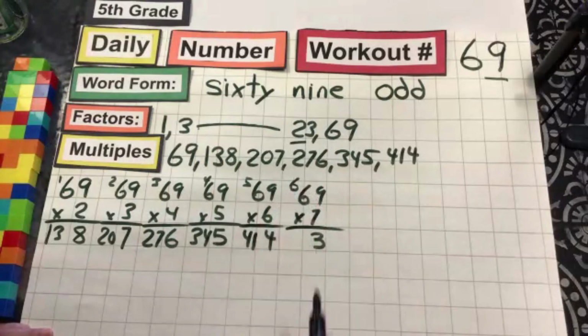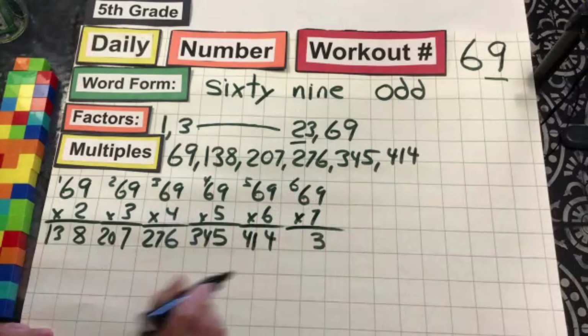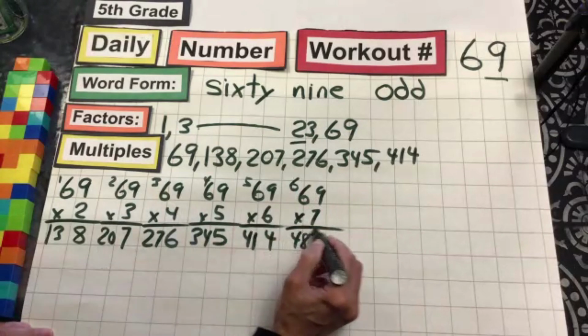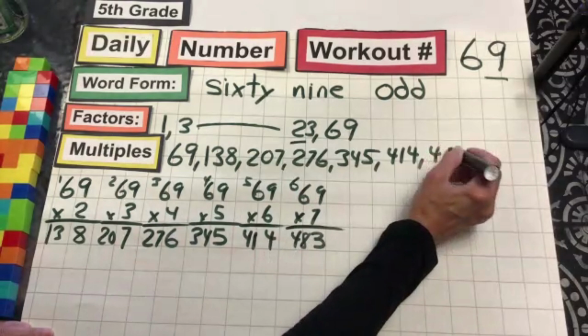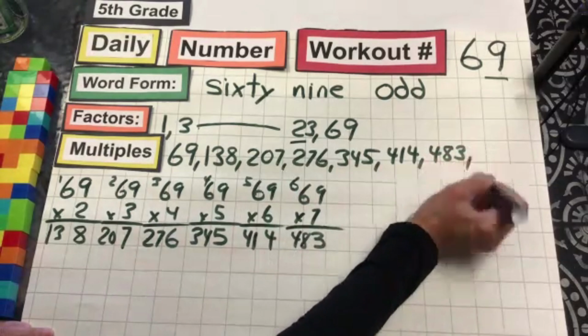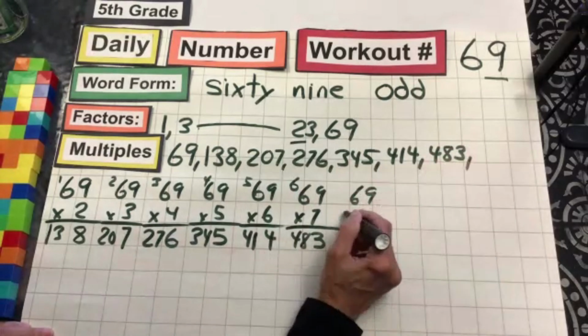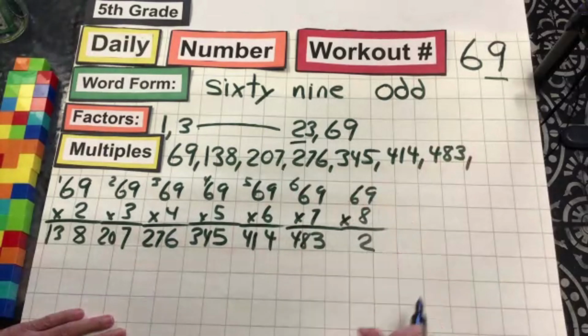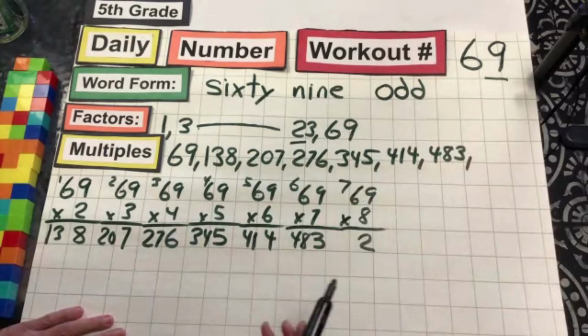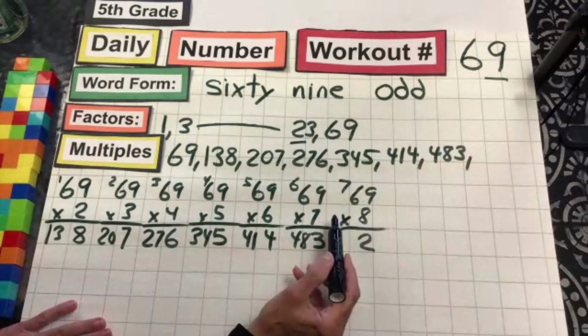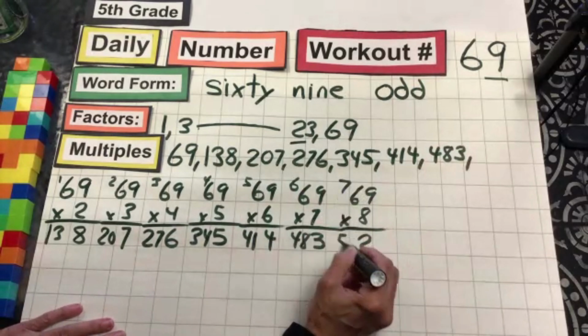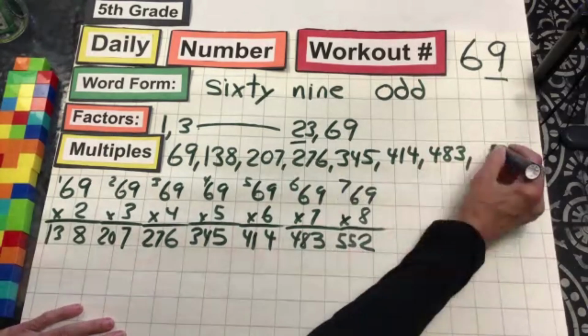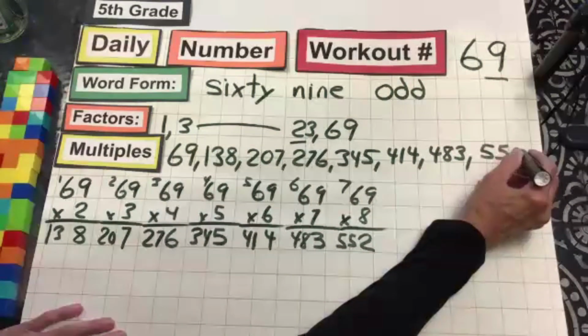Drop the 3, carry the 6. 7 times 6 is 42, plus 6 is 48. So that's 483. 69 times 8. 8 times 9 is 72. Drop the 2, carry the 7. 8 times 6 is 48, plus 7 would be 55. So we have 552.